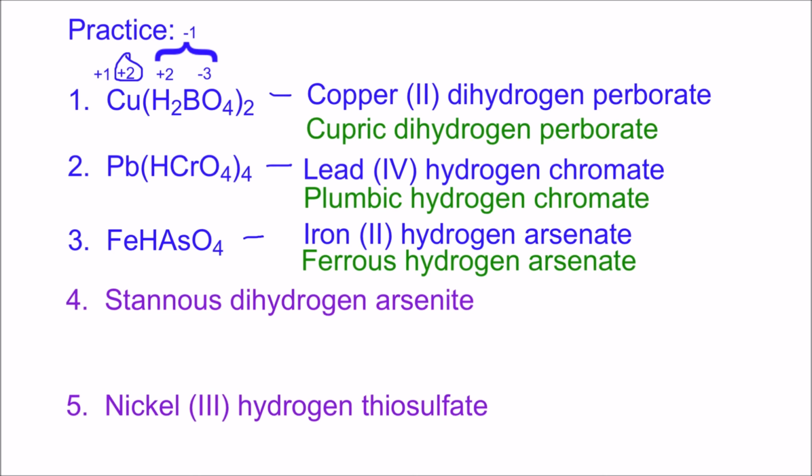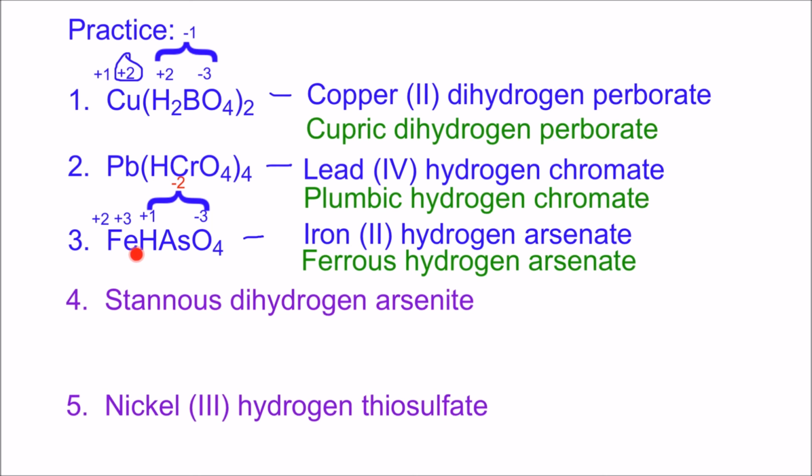Okay, question number 3. Iron is the name of the first element, so we write that down, and then we need to know what the oxidation state is. It can be a 2 or 3. Now this one's a bit tricky, so I'm going to write it all out for you. Okay, so iron can be +2 or +3, hydrogen's +1, and phosphates, borates, and arsenates are -3. So we're going to group the -3 and the +1 together, and we get a -2.